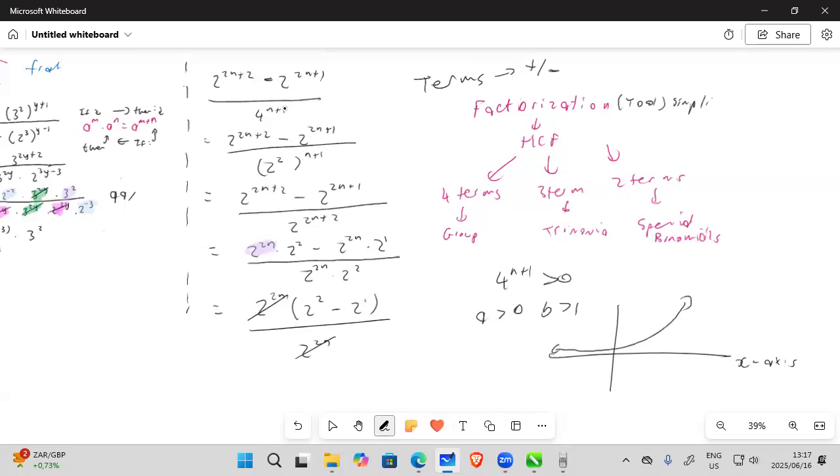So there's no imaginable n value that I can input here that will make 4 to the power n plus 1 equal to 0. So this here will be true for all values of n. So there's no restriction. I don't need to mention any restriction at the end here. That's the power of it. Multiplied by 2 to the power 2. And 2 to the power 2 minus 2 is 4 minus 2, which is 2, over 4, which is half. And that's how we solve that.